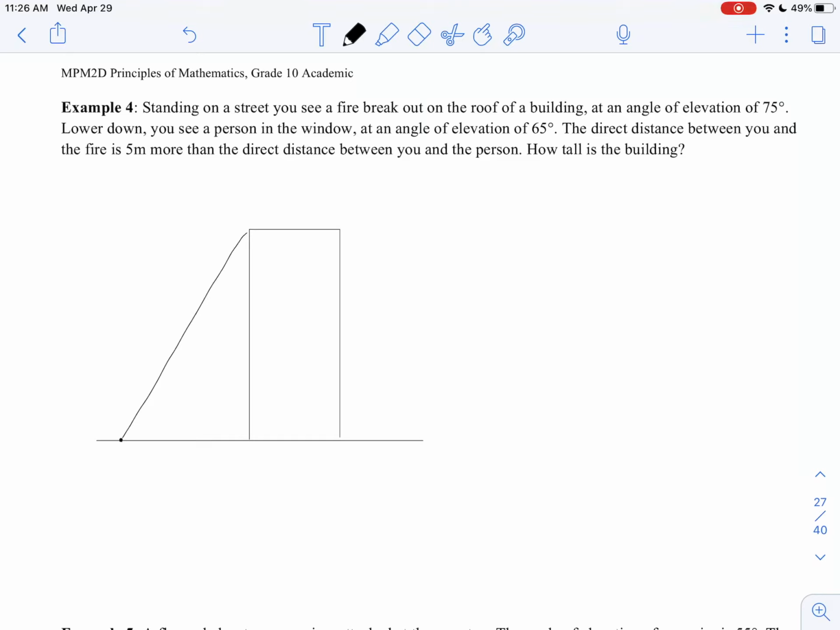And we've got a fire up here. So this whole angle is 75 degrees, because angle of elevation goes from the horizontal upwards. Lower down, you see a person in a window at an angle of 65 degrees.